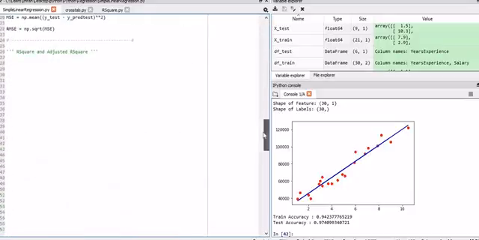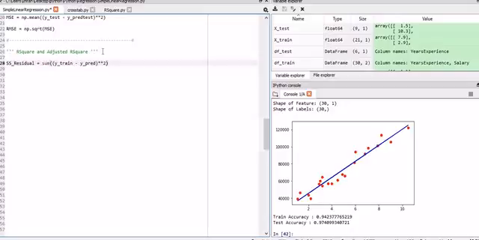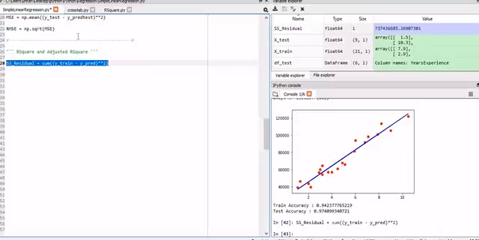Now, if we want to calculate the R-square and adjusted R-square, it will be as follows. We'll give the sum of square of the residuals, which is equal to the sum of y_train minus y_train predicted, like what we have predicted and what is the actual value. Okay, so we have got the residual sum of squares.